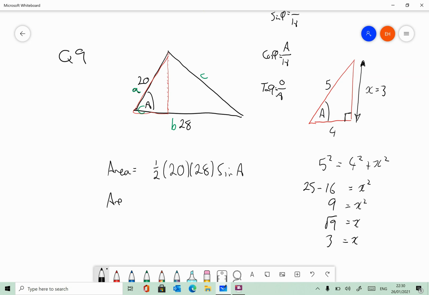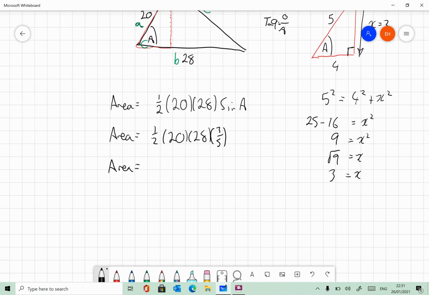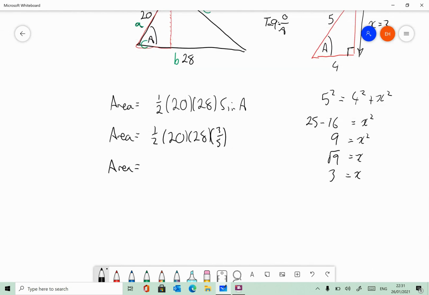So area must equal a half times 20 times 28. And I now know the sine of A is opposite over hypotenuse, so it's 3/5. And I think I'm not allowed to use a calculator here. I don't know how they would examine that in the Leaving Cert. But anyway, a half of 20 is 10, so it's 280 times 3 all over 5.